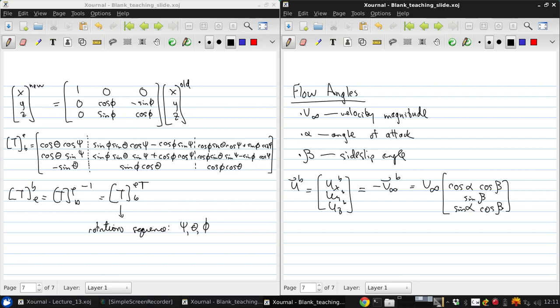Note that this is just an extension of our two-dimensional representation of aerodynamic bodies, where we usually just use V infinity and alpha. So the sideslip angle beta indicates how much the velocity, V infinity, is out of the body xz plane.